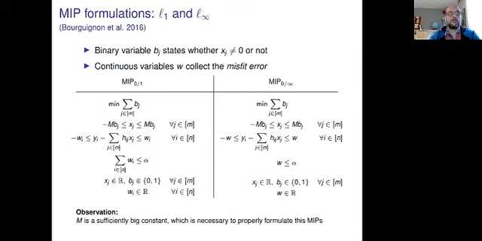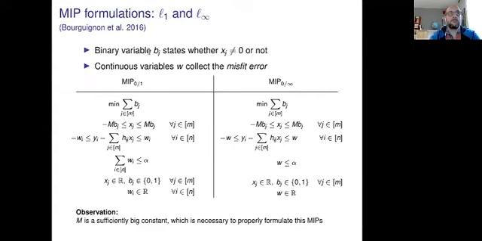So just to start with the existing MIP formulations, let me give you the ones for when we are using the L1 norm and the L infinity norm, and then we will move to the more interesting one, the Euclidean L2 norm.